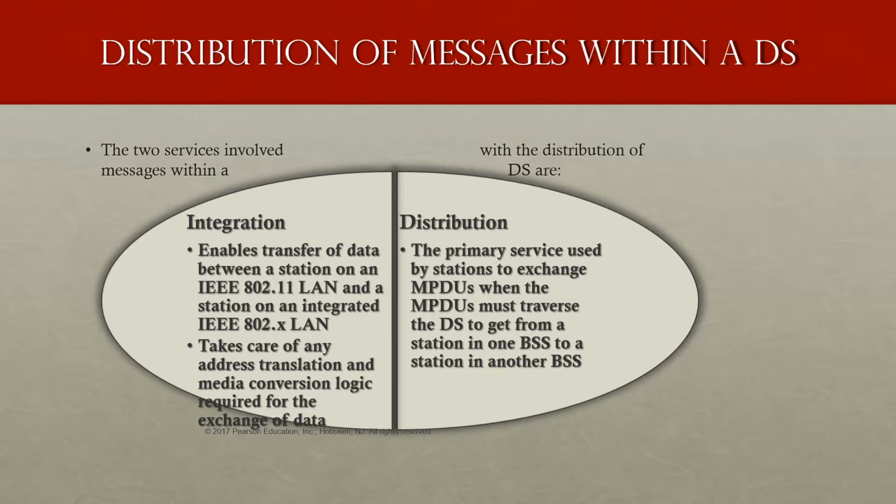The integration service enables transfer of data between a station on an IEEE 802.11 LAN and a station on an integrated IEEE 802.x LAN. The term integrated refers to a wired LAN that is physically connected to the DS and whose stations may be logically connected to an IEEE 802.11 LAN via the integration services. The integration service takes care of any address translation and media conversion logic required for the exchange of data.